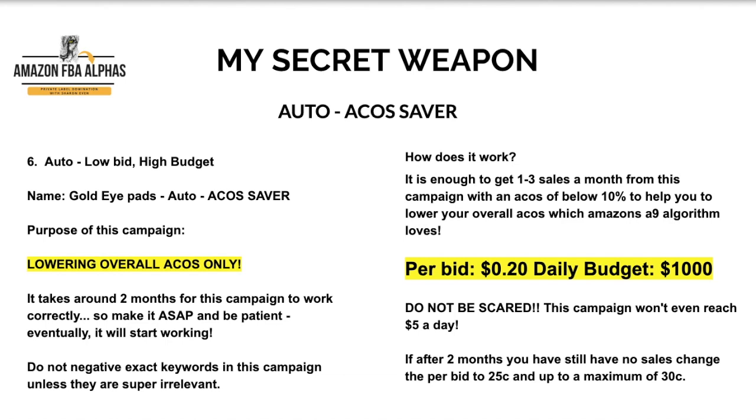So your default bid here would be 20 cents, and your daily budget would be a minimum of 1,000. Do not be scared. This campaign won't even reach $5 a day. Usually you'll spend like a maximum of $10, and then you would have gotten 2 or 3 sales. If after 2 months you have still no sales, change the default bid. I don't know why I wrote per bid. It should say default bid to 25 cents or to a maximum of 30 cents.